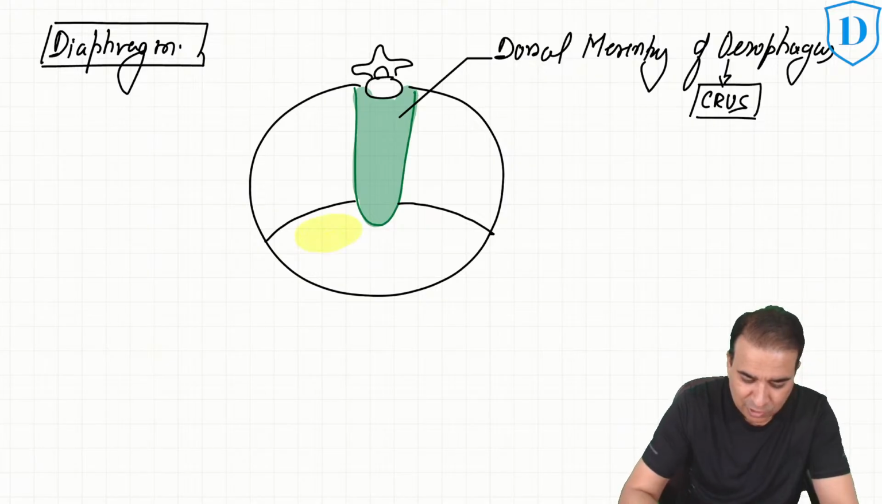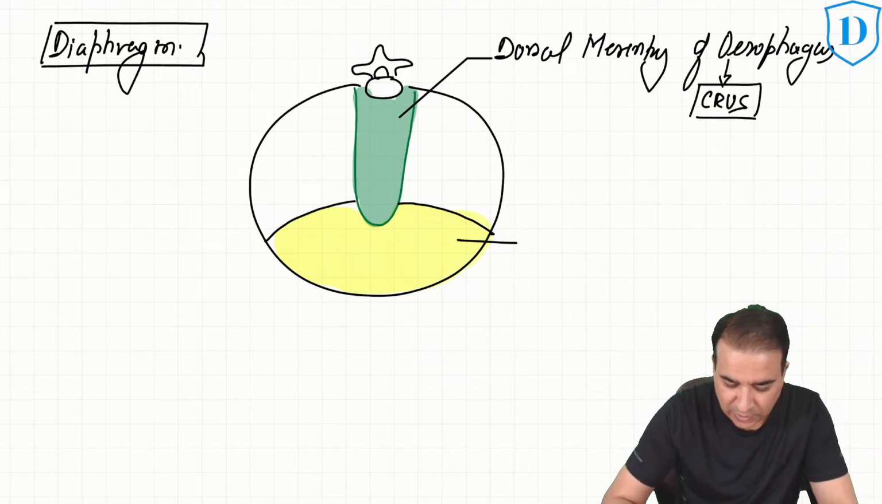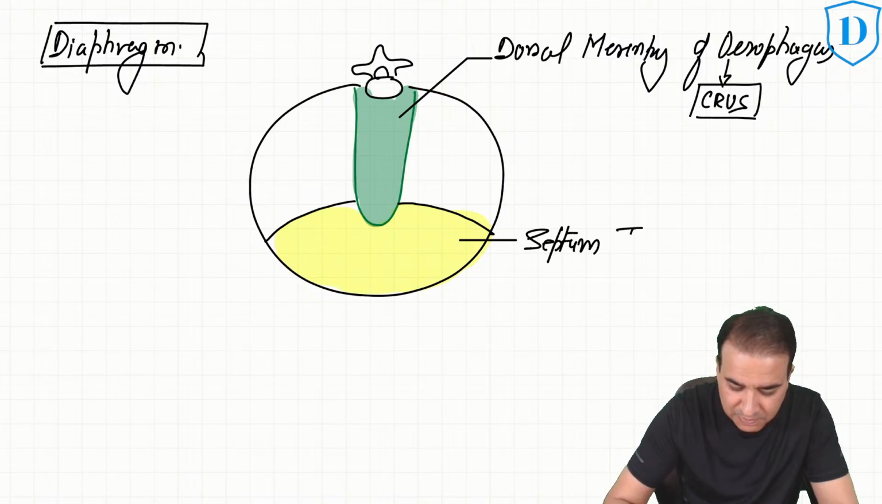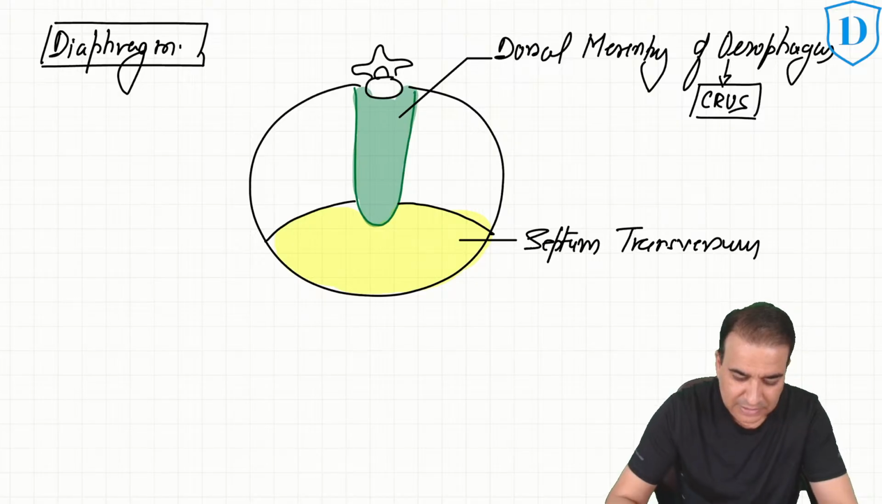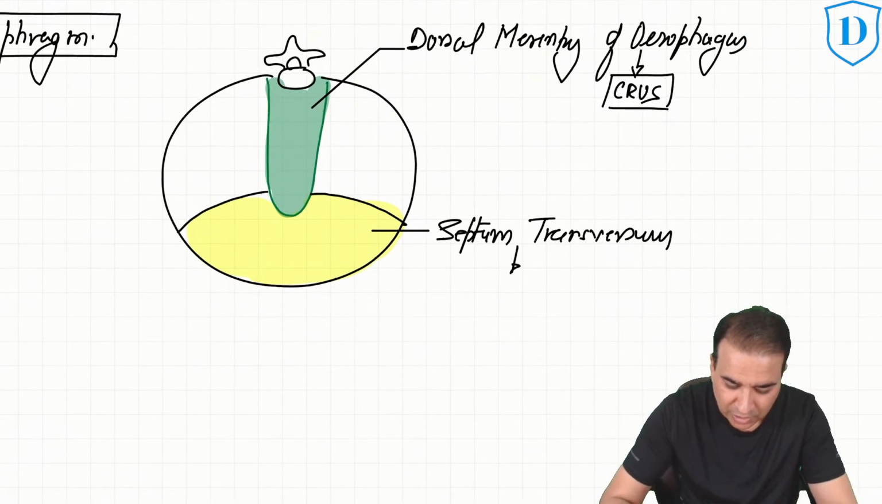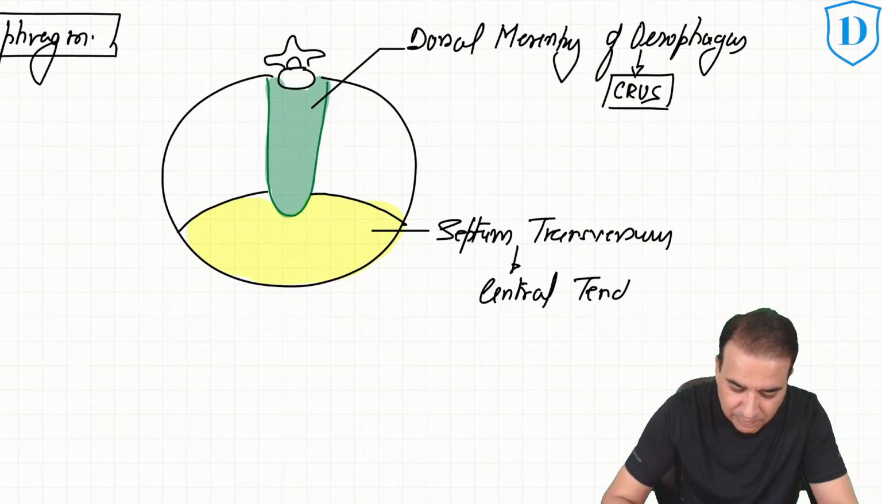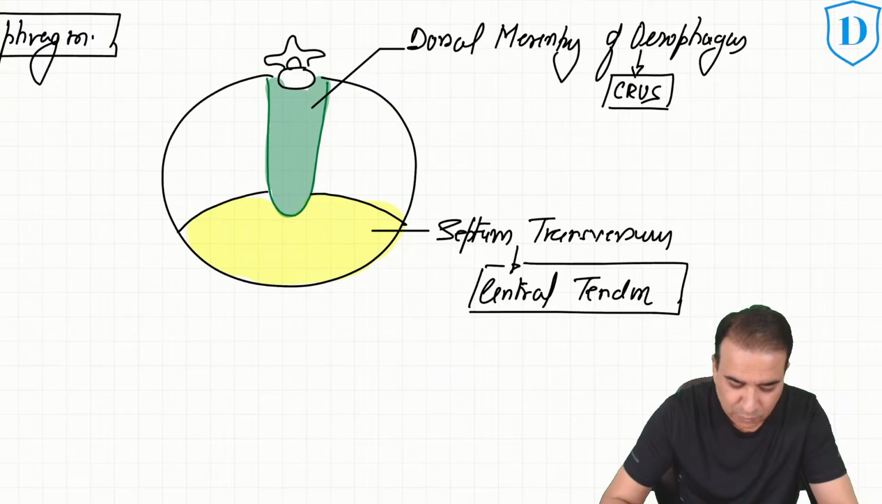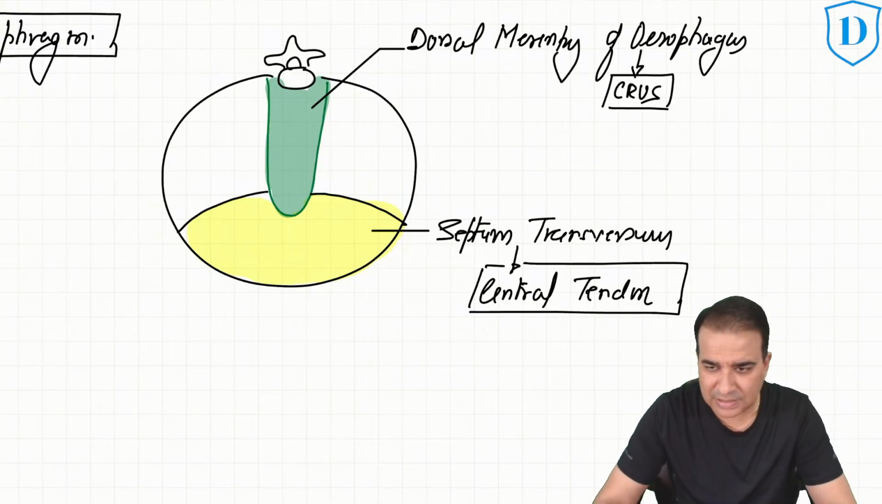यह पहले आगे present होता है, बाद में center में चला जाएगा. That is septum transversum. The second thing which is required here is a septum transversum, guys. And the septum transversum is known for giving rise to the central tendon of the diaphragm. Central tendon of diaphragm बनेगा septum transversum से, which is nothing but the lateral plate mesoderm only.